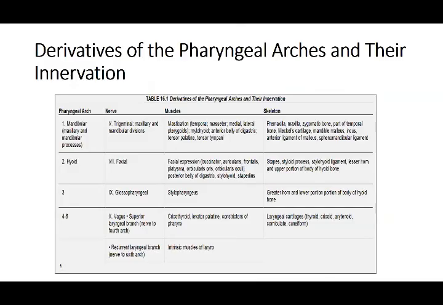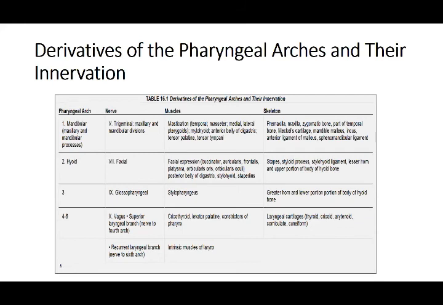Then this is a collective chart which is showing you what all is arising from what arches. For the pharyngeal arches, the first is the mandibular and maxillary component. The nerve supply is trigeminal. Then the muscles are the muscles of mastication, that is mylohyoid, anterior belly of digastric, and tensor veli palatini. The bony portion that forms the maxillary portion gives rise to maxilla, premaxilla, zygomatic bone, and part of the temporal bone. Meckel's cartilage is going to give rise to your mandible.